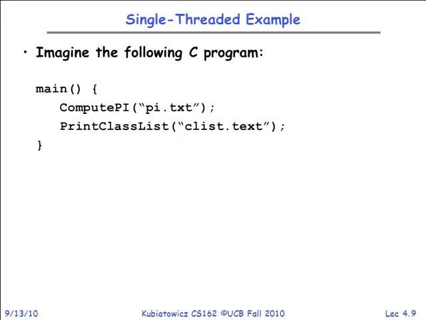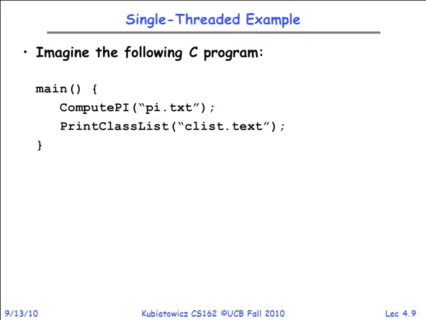Here's our single-threaded example. Here we have a program: compute pi, put the result into pi.txt, and then print the class list. Okay, so what's wrong with this program? Well, not only does it never terminate, what else? Do we ever print the class list? No. Why? Well, because compute pi presumably keeps going forever.